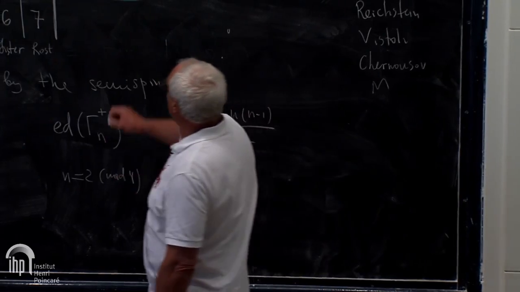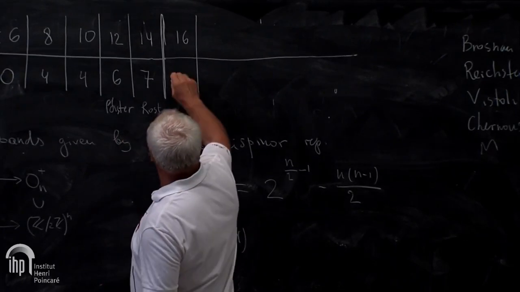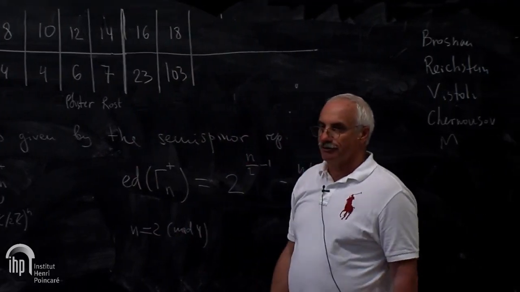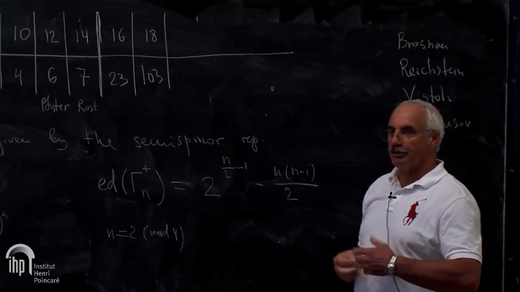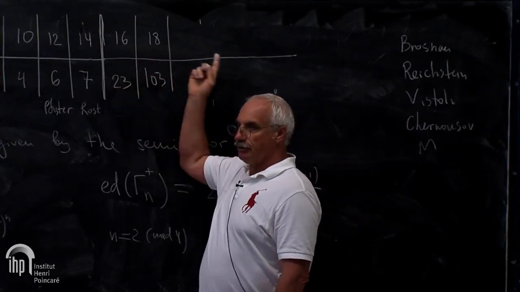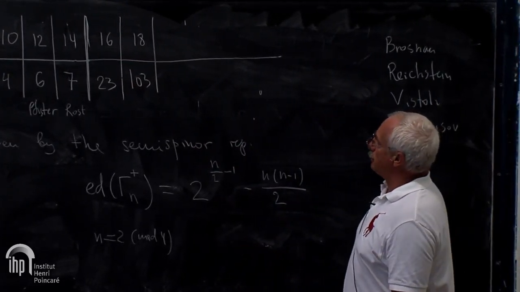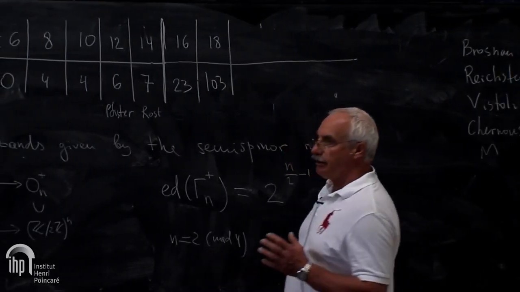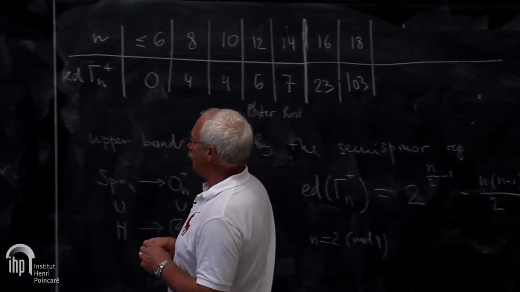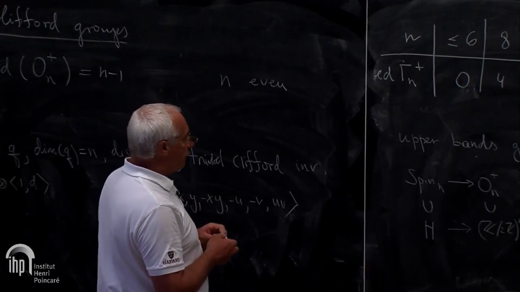So in particular, if you continue the computation, for 16 the dimension is 23, and for 18 it is 103. So it grows exponentially. It should mean something. So probably it means that there is no simple classification of forms of dimension 16 and higher. And secondly, the classifying space of the Clifford group is quite complicated.